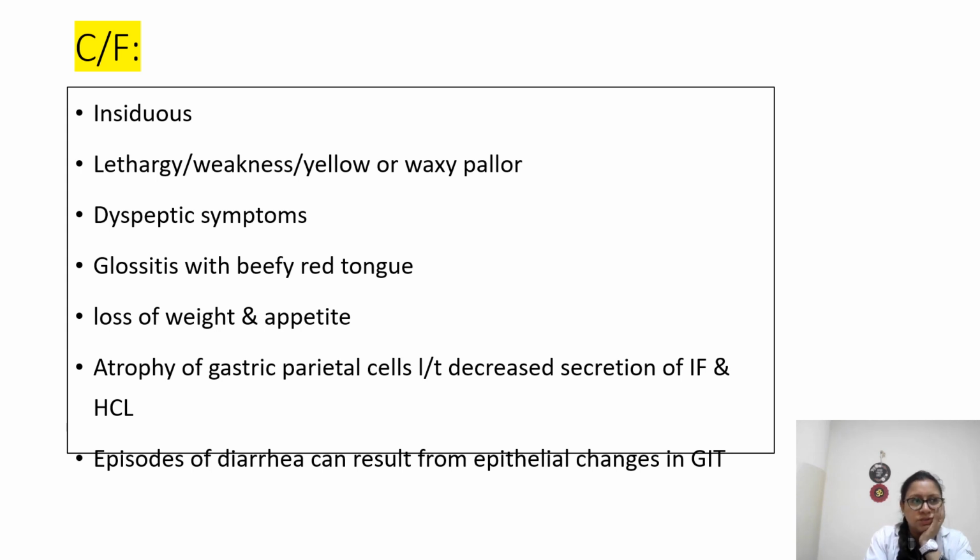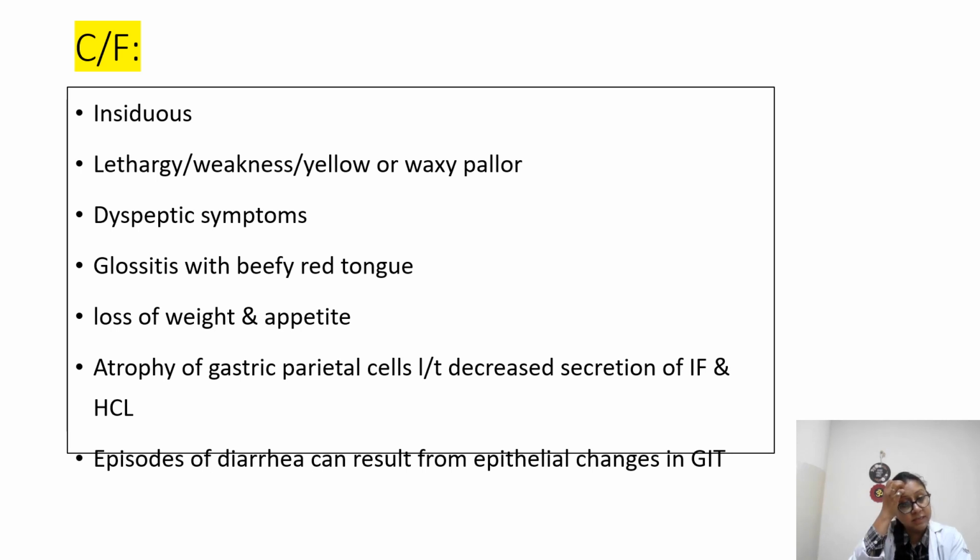Coming to clinical features, when you see megaloblastic anemia, it is insidious and gradually develops. The patient will complain of lethargy, weakness, yellow or waxy pallor, dyspeptic symptoms, glossitis with a beefy red tongue or smooth red tongue, loss of weight and appetite, and atrophy of gastric parietal cells, which leads to decreased secretion of intrinsic factor and HCl. Episodes of diarrhea can result from epithelial changes in the GIT.